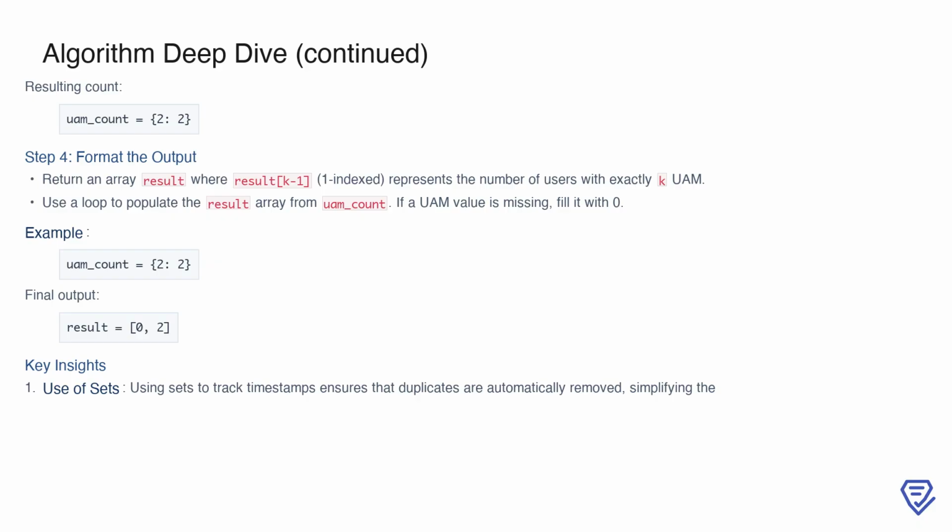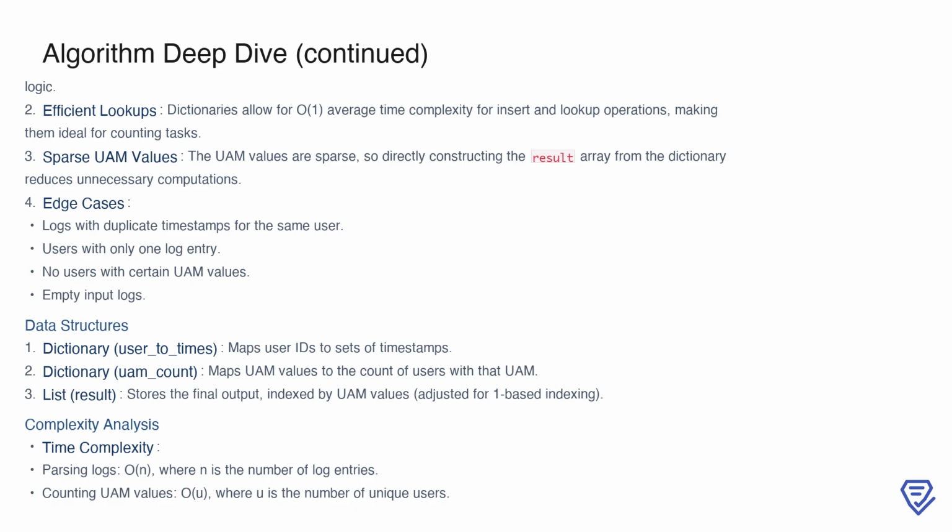This transformation ensures the output is formatted correctly for all possible scenarios, even when some UAM values are absent in the input logs. The use of dictionaries and arrays in this step allows us to efficiently compute the result while handling edge cases seamlessly. Several key insights make this algorithm both effective and efficient.